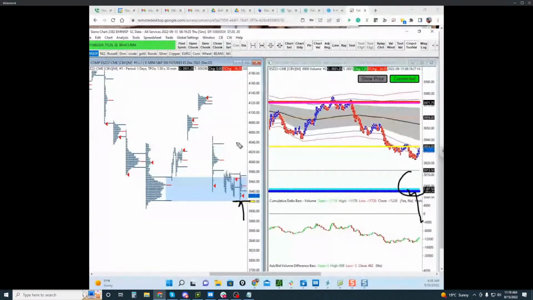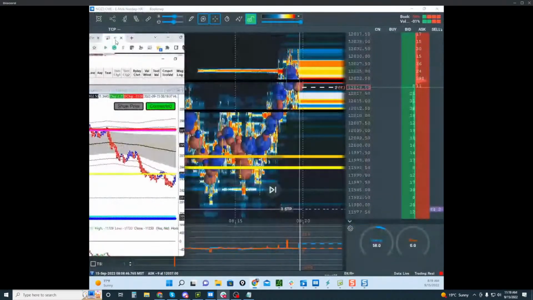I should have probably taken off one there, but I didn't, and I did it for a reason. I knew this could easily bounce here, especially after a straight move through this profile area. But I made money on that Russell trade, and I was able to control my risk. I was able to bring my risk down 10 points, right? So I was fine with that.